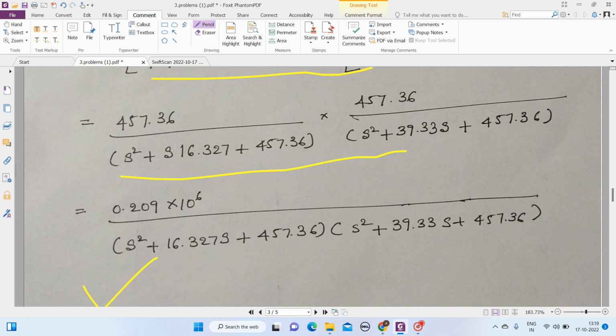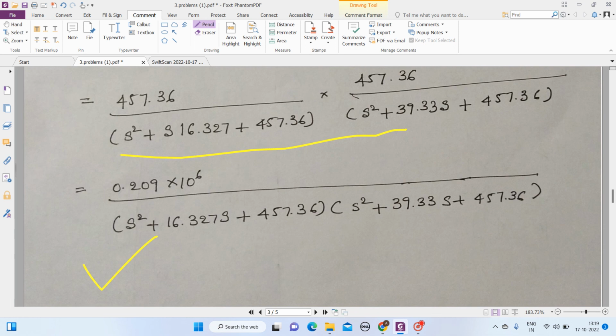This is your final analog transfer function using Butterworth for a low pass filter. I hope you understand this problem: how to design the analog Butterworth low pass filter transfer function for the given specification.